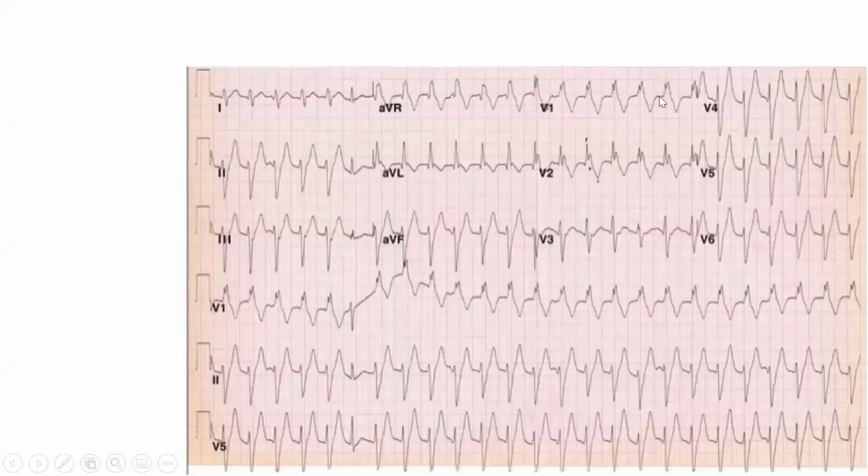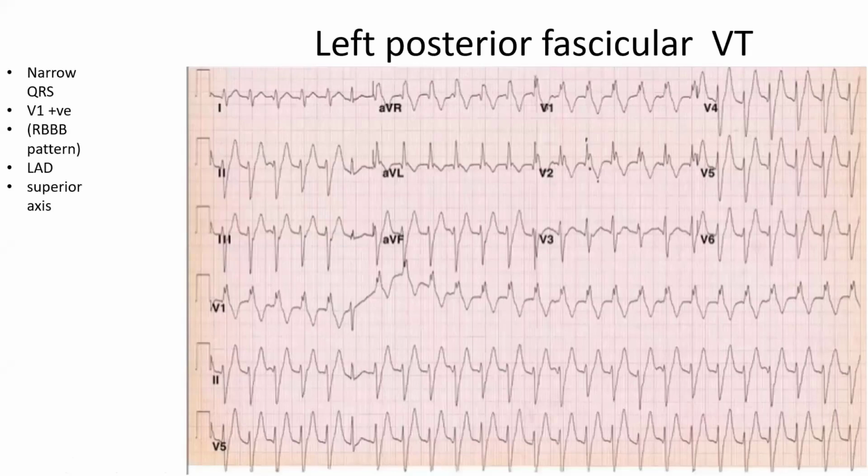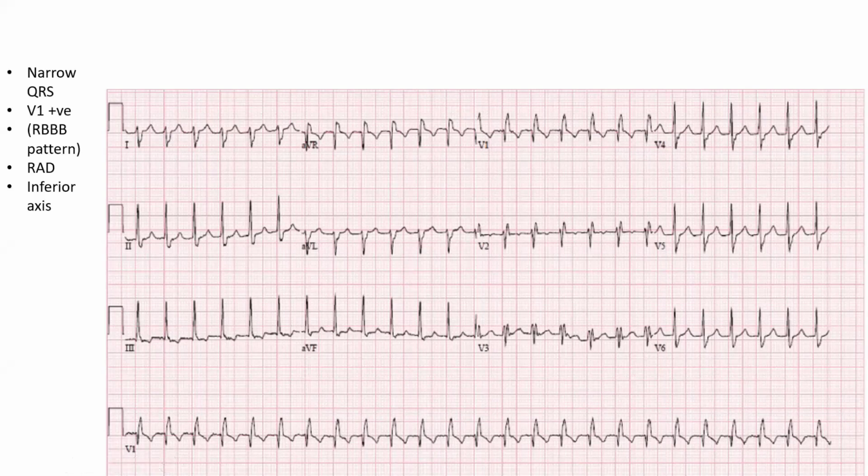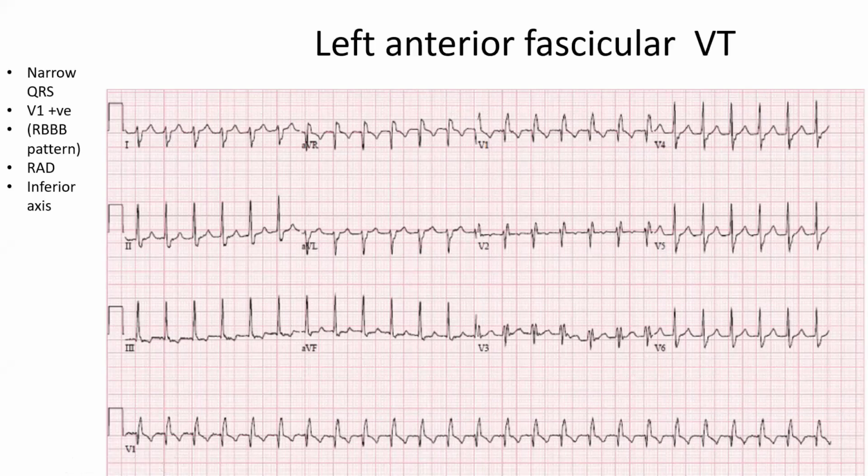In this tachycardia, V1 is positive. So it is right bundle branch block, from the left side, and here there is left axis deviation, and it's relatively narrow. This is left posterior fascicular VT. This is another type, again here R wave positive, and the axis is inferior or right axis deviation, and this is left anterior. Okay. So, thank you.